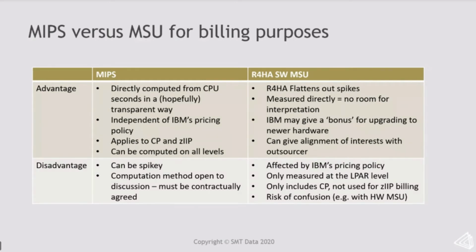Disadvantages with MSU, as I said, it is affected by IBM's pricing policy. So IBM can in the future adjust the MSU factors that will then affect you. You can only measure it at the LPAR level, and it only includes CP or general processors and is not useful for doing zIP billing. And of course, there's this risk of confusion, as I mentioned before. There's hardware MSUs, software MSUs, and rolling 4-hour average MSUs.